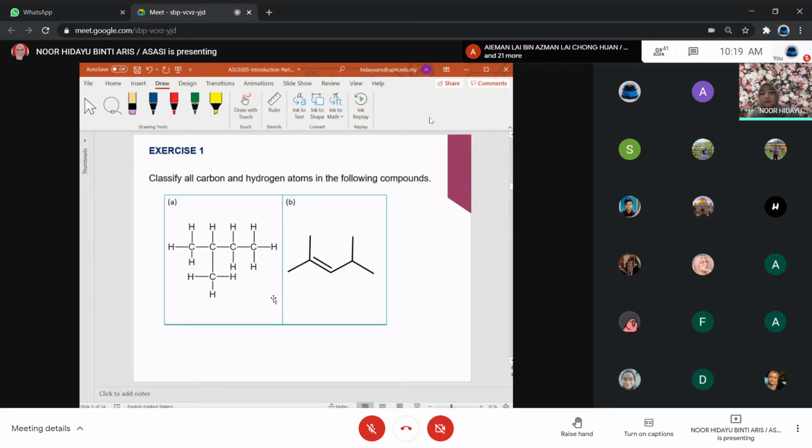Okay. So let's see exercise 1. Classify all carbon and hydrogen atoms in the following compound. Right, so kita tengok dulu. Ini.